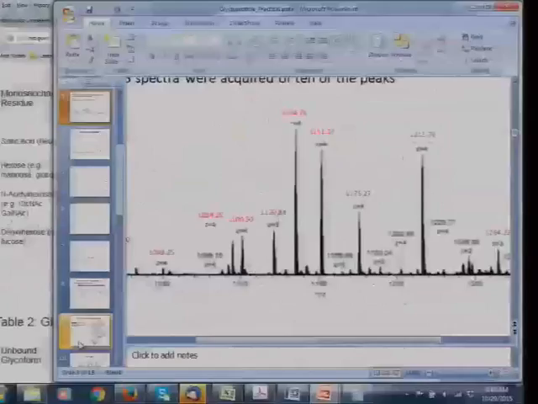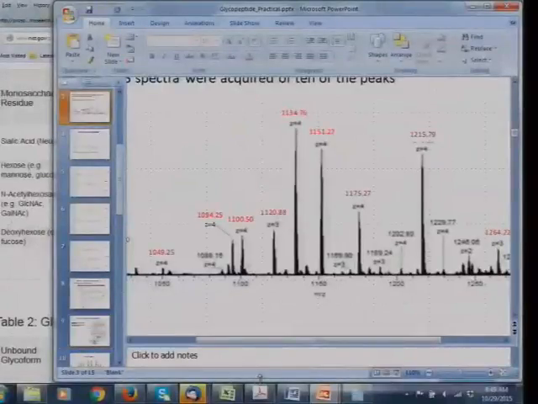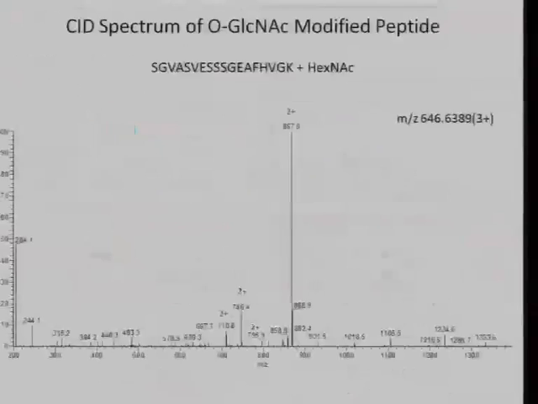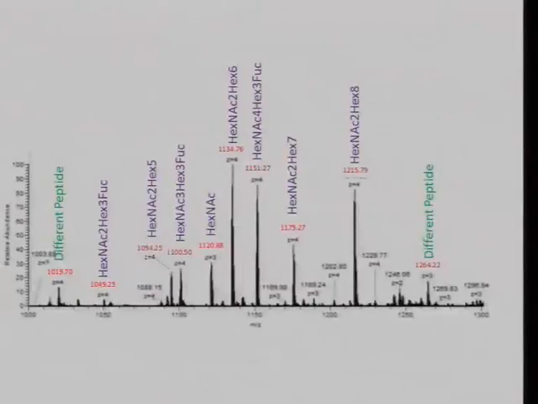So the summary of all of that is this. The two peaks at the far end were different peptides, and then all of these other peaks are different glycan structures of the same peptide, all co-eluting.